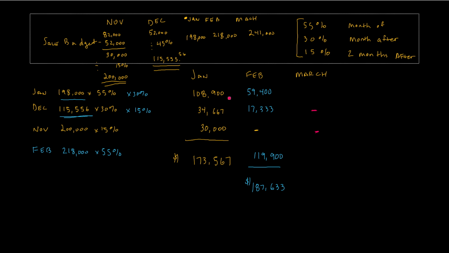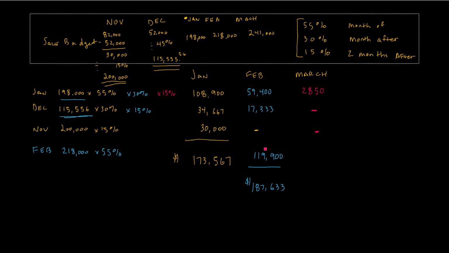However, I am going to collect 15% of January sales. So if I take my 198,000 times my 0.15, gives me 2,850. That means in March, I'm collecting 15% of January sales. Okay, so if I make a bunch of sales in January, it's going to take me 3 months to collect the cash on all those sales.